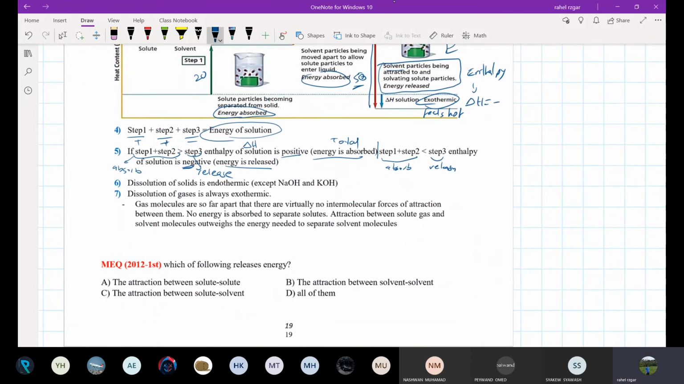We have two examples. The solution of solids is generally endothermic, except for what? We talked about NaOH before, and KOH. These two, with cerium sulfate, Ce2(SO4)3, sorry, not PO4. These are all exothermic. But the others are generally endothermic. So those are for solids.